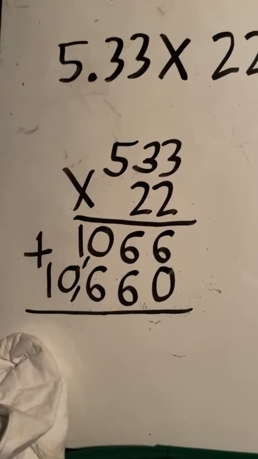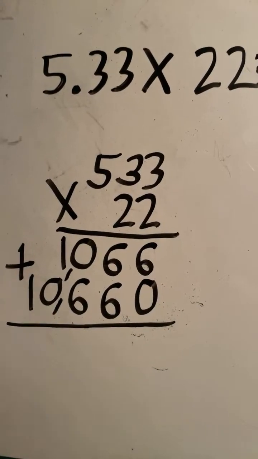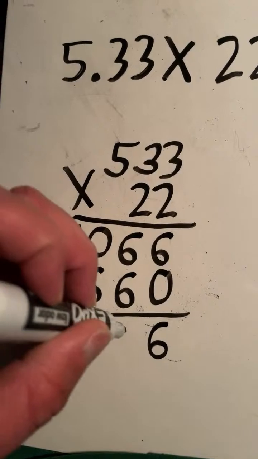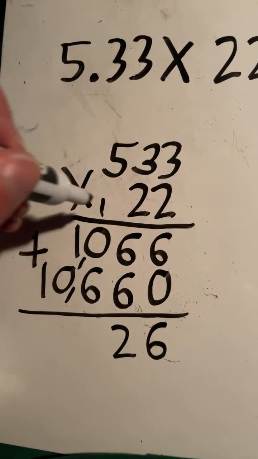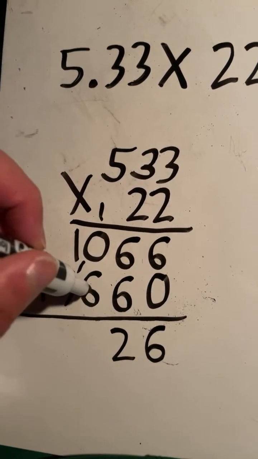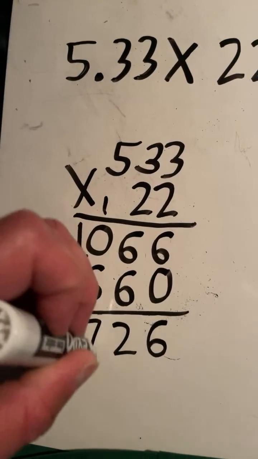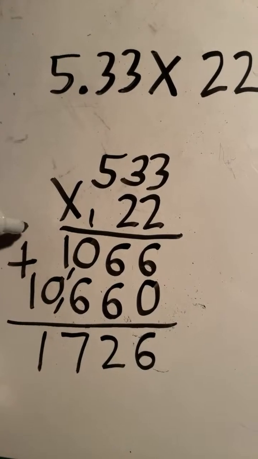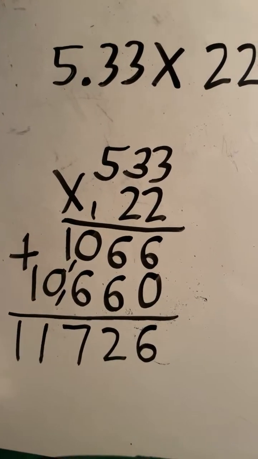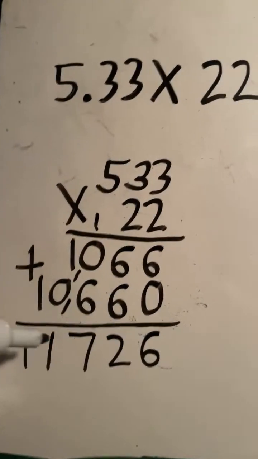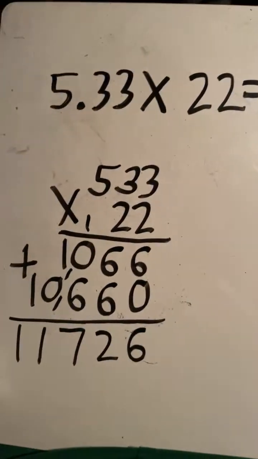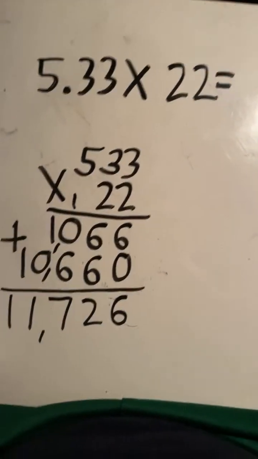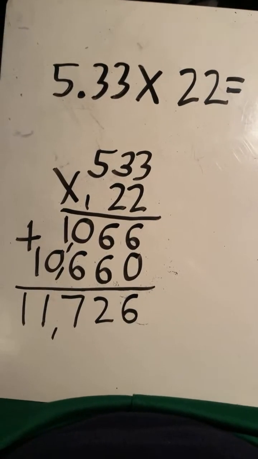Next, we have to add these numbers together. 6 plus 0 equals 6. 6 plus 6 equals 12. 2, carry the 1. 0 plus 6 equals 6, plus 1 is 7. 1 plus 0 equals 1. 0 plus 1 equals 1. So if these were both whole numbers, the answer would be 11,726. Now the final step is we move the decimal point over.